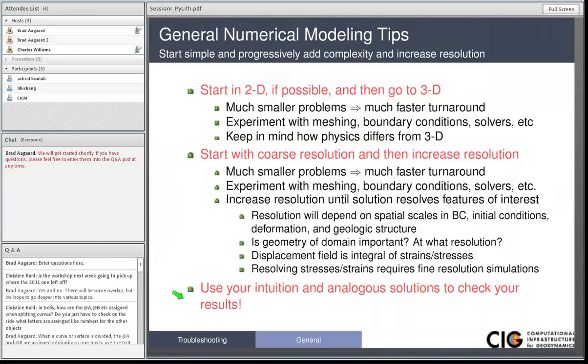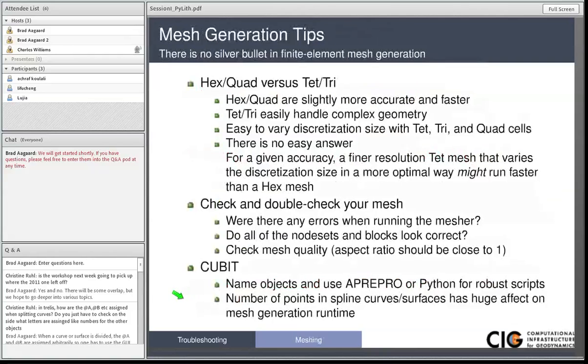The displacement field, remember, is the integral of stresses and strains. So if you don't really care about stresses and strains, and you're only going to match GPS or seismic displacements, then you don't need to have high resolution in your strains and stresses. You just need the much smoother displacement field. That being said, if you do want to resolve those stresses and strains, it's going to take a much finer resolution. And always remember to use your intuition and try to use analogous solutions to check your results.